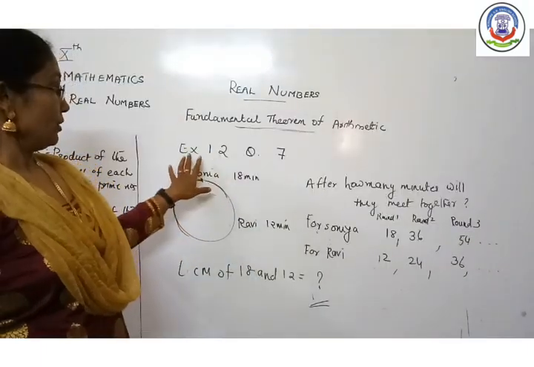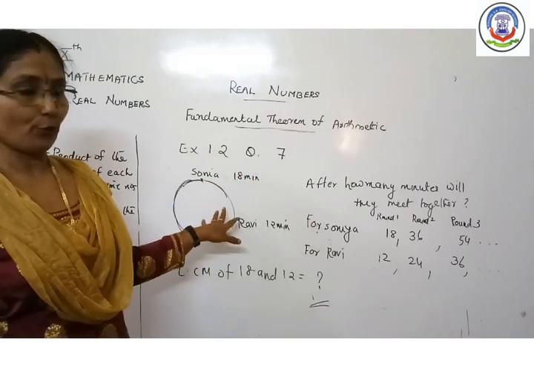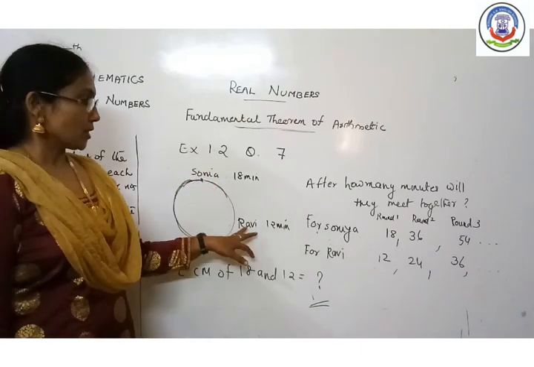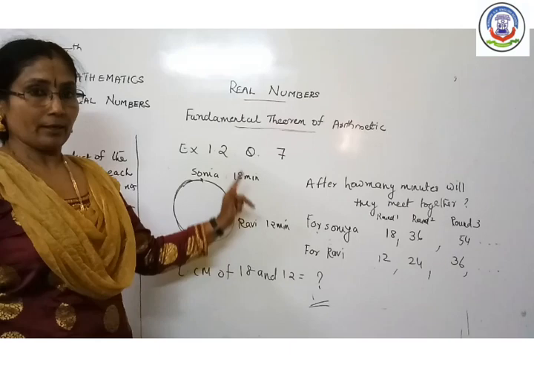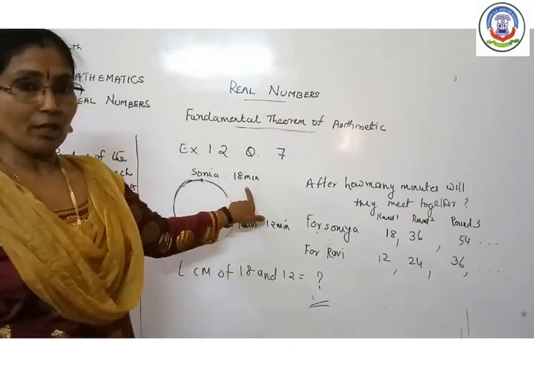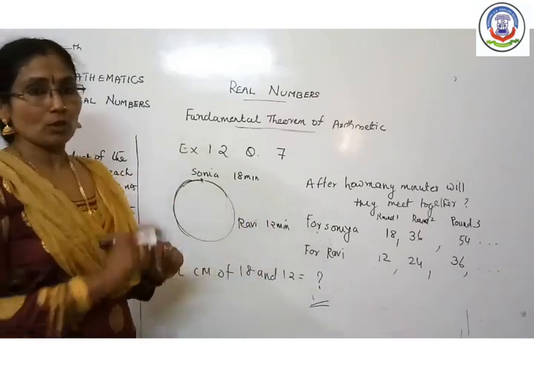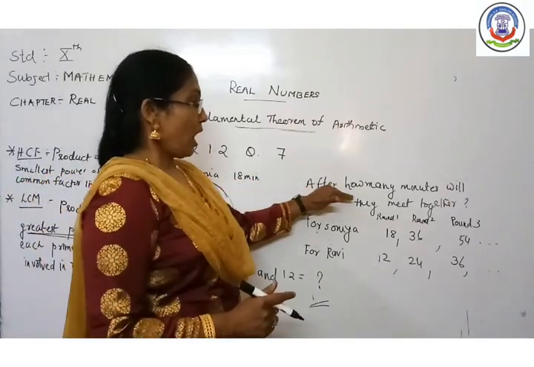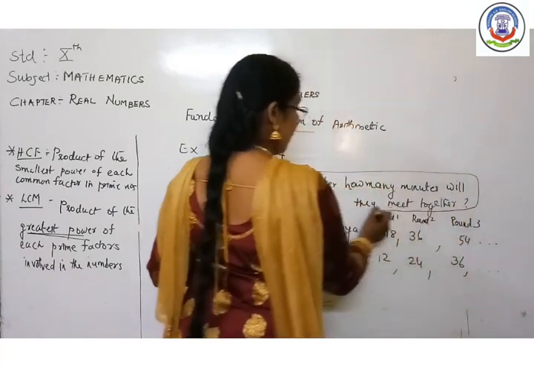Now look at question number 7 of your exercise 1.2. It's an important sum for you. It's a practical application of LCM only. Here two persons, Sonia and Ravi, are going to complete one circular field. That means they are going to go round a circular field. Sonia takes 18 minutes to complete one round. Same time Ravi takes 12 minutes to complete one round. The question is: after how many minutes will they meet together?